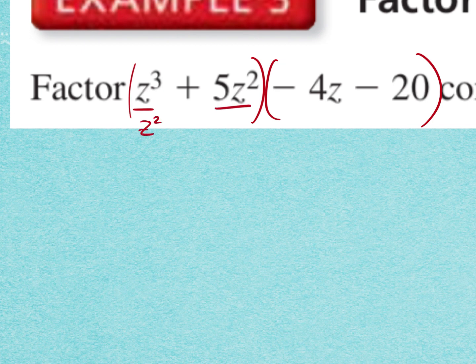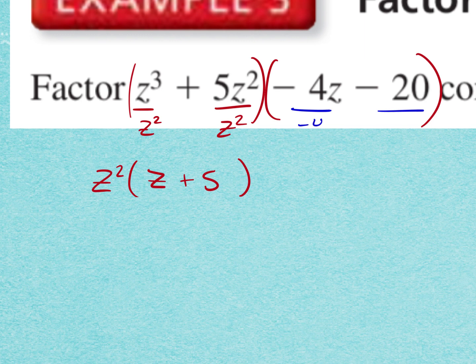Z squared. So I'm going to take out a Z squared. What am I left with when I take out a Z squared? Z plus 5. Perfect. Now we're going to do the same thing in the second group. What's my GCF? Why negative 4 and not positive 4?